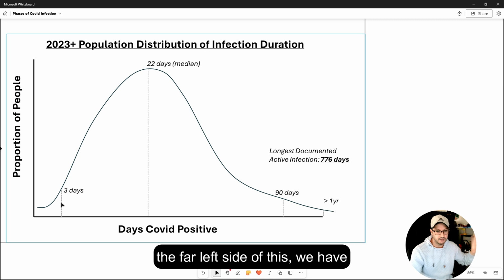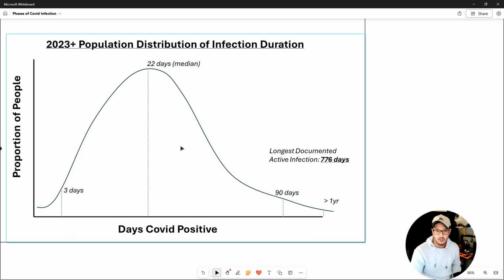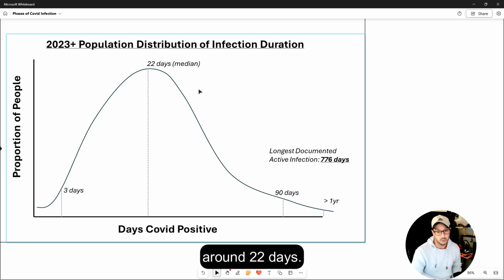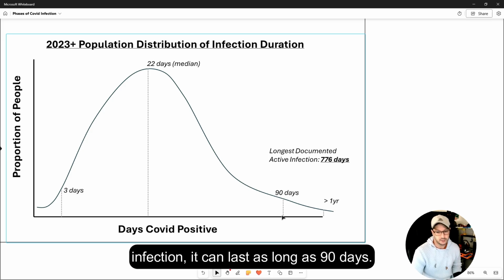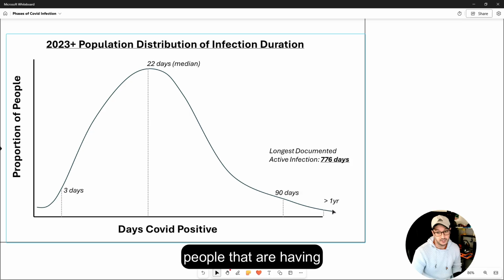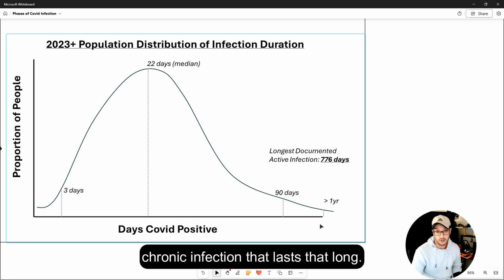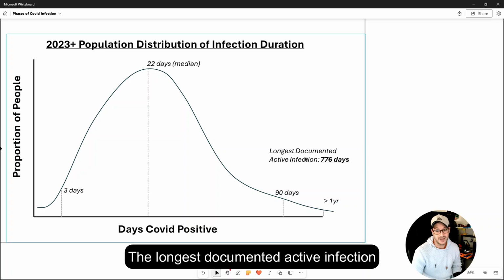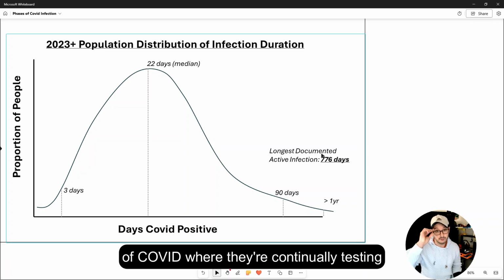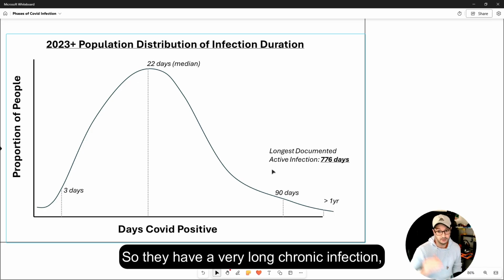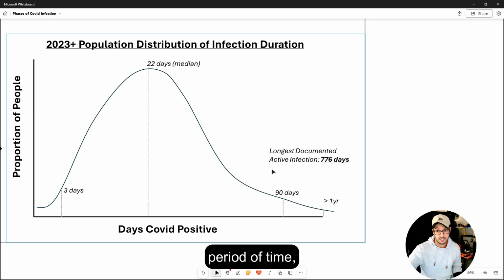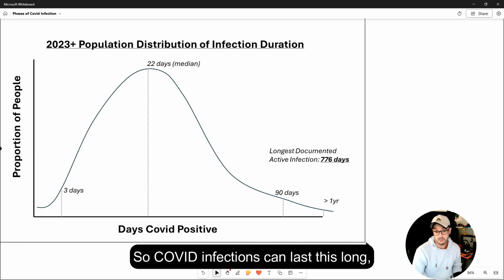So on the far left side of this, we have 3 days. The median infection length is resting around 22 days. And then on the high end for a typical infection, it can last as long as 90 days. But there are still a significant number of people having even upwards to a year-long infection, a chronic infection that lasts that long. The longest documented active infection of COVID, where they're continually testing positive, so they have a very long chronic infection and are infectious to people for a very long period of time, was 776 days. So this is an active case that's been documented for that long. So this is over 2 years of an infection. So COVID infections can last this long, which is insane.